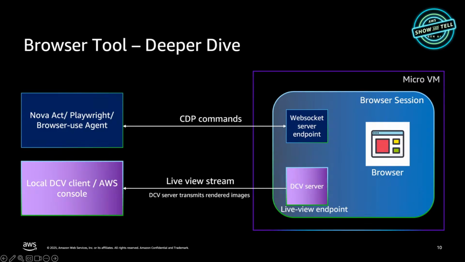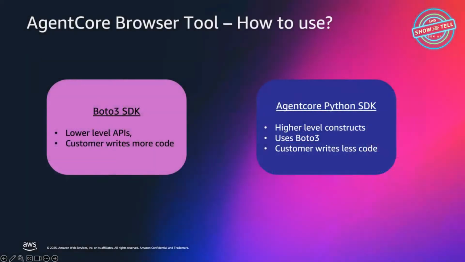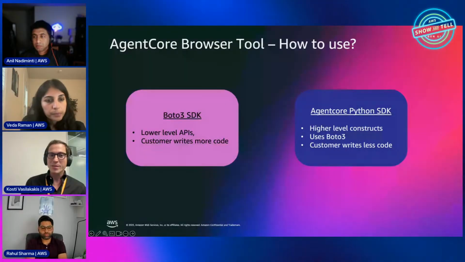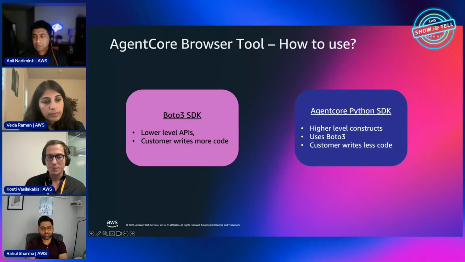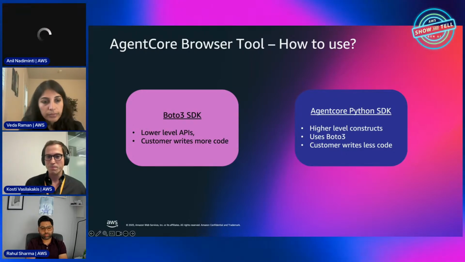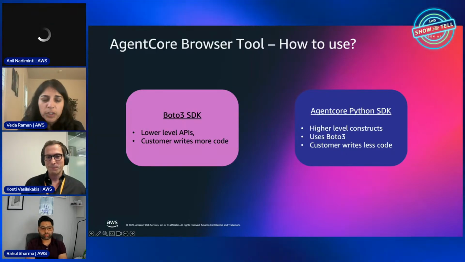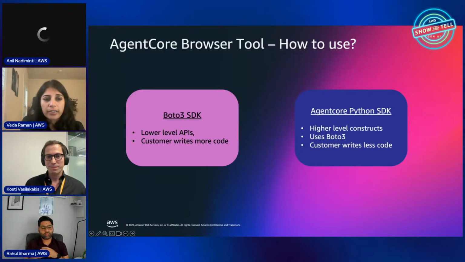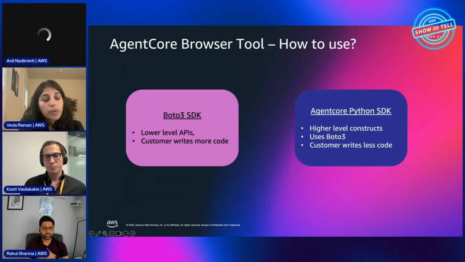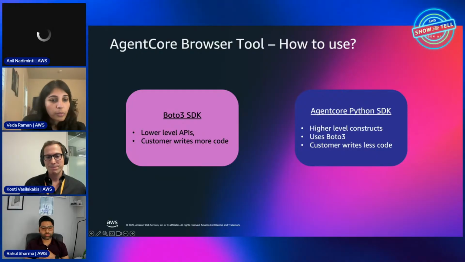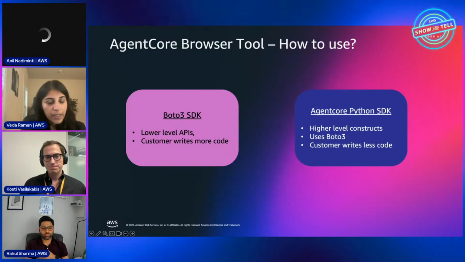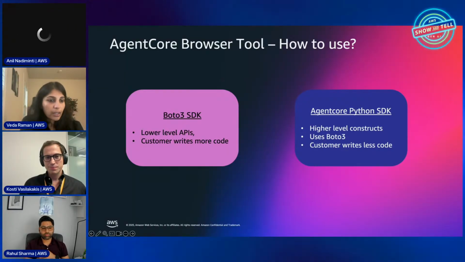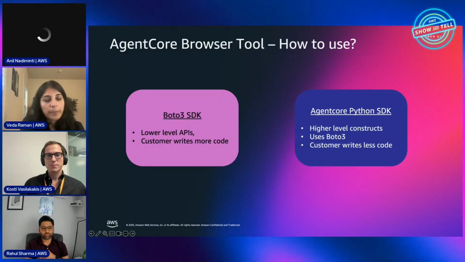Now, Vidya, maybe I would like to understand, and maybe we tell the participants here how to use the browser tool and how they can incorporate it into their applications. Yeah. So there are two ways you can get started using the browser tool. One is using our good old Boto3 SDK, which is our Python library for accessing AWS APIs. These are lower level APIs through which you can create a browser session, create the browser tool itself, start a session, and so on.